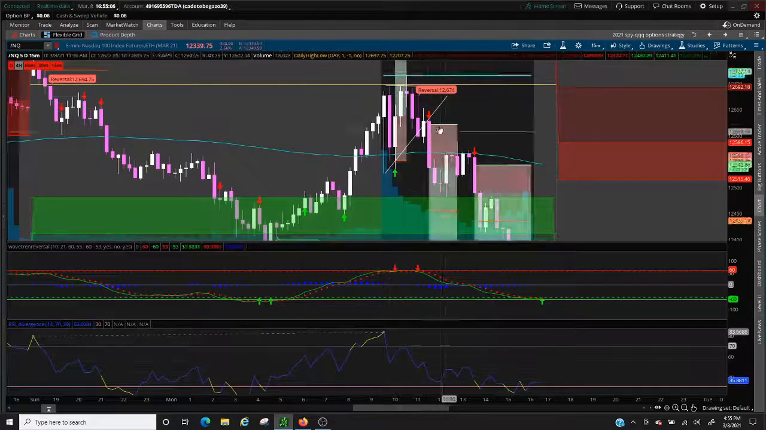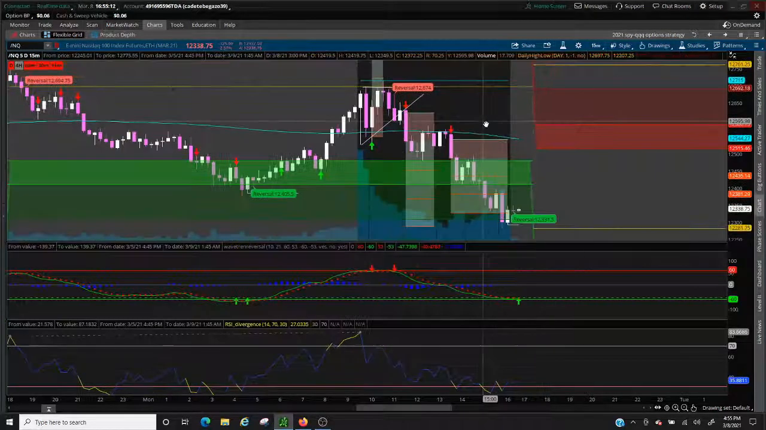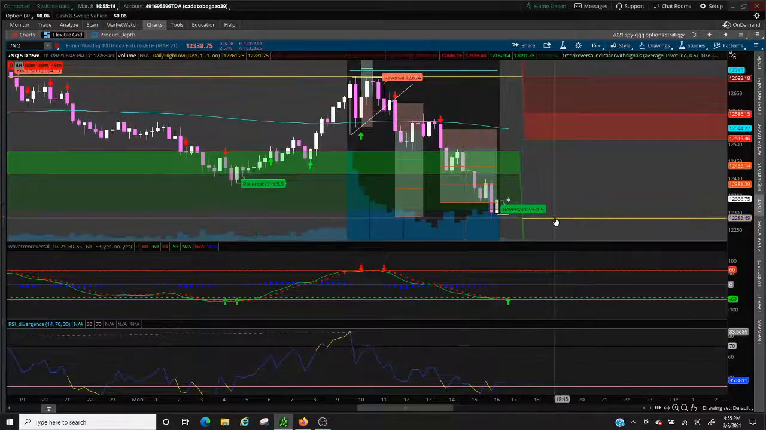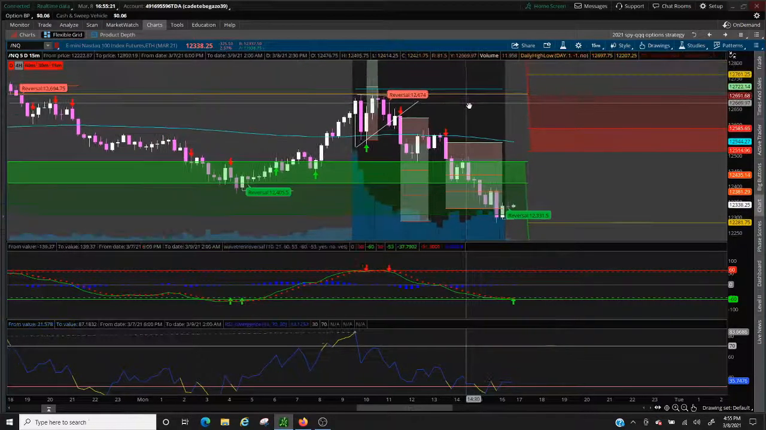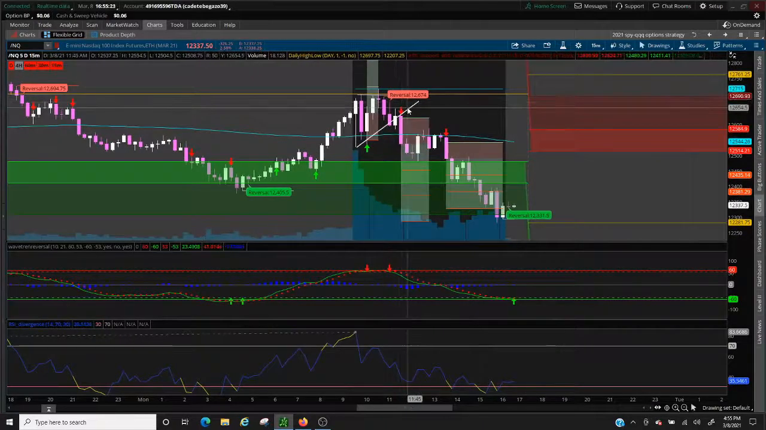Now, it took a long time today. It took all this to actually come down to this area. And I believe that it's going to come down and touch this area, which is the low of today. So it's all about support and resistance, guys. Let's not complicate our trading. It's all about support and resistance.